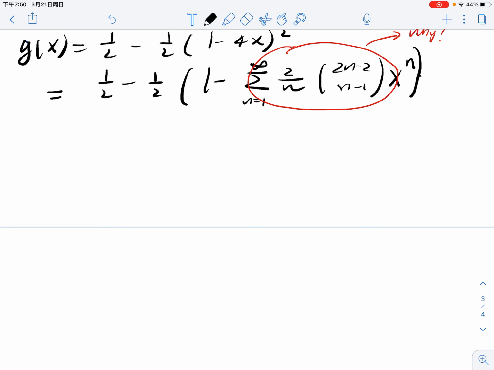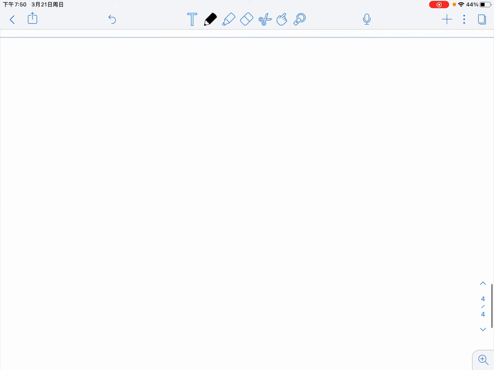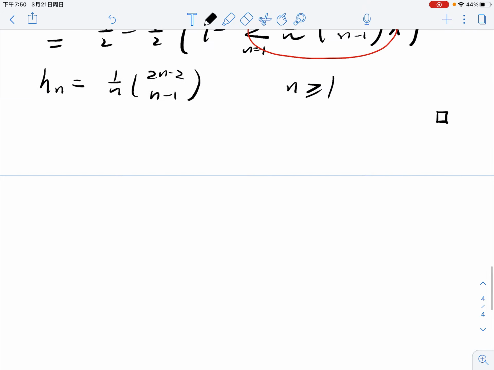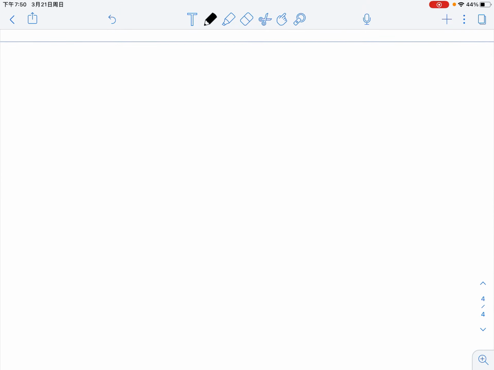Okay, and then from this, we know that Hn is 1 over n times (2n minus 2) choose (n minus 1) for all n greater than or equal to 2. But if you look at the H1 case, this is also true, therefore the formula is general. So this is the Catalan number. You can see the way we can use a generating function is very general, so sometimes it's outside of our imagination.